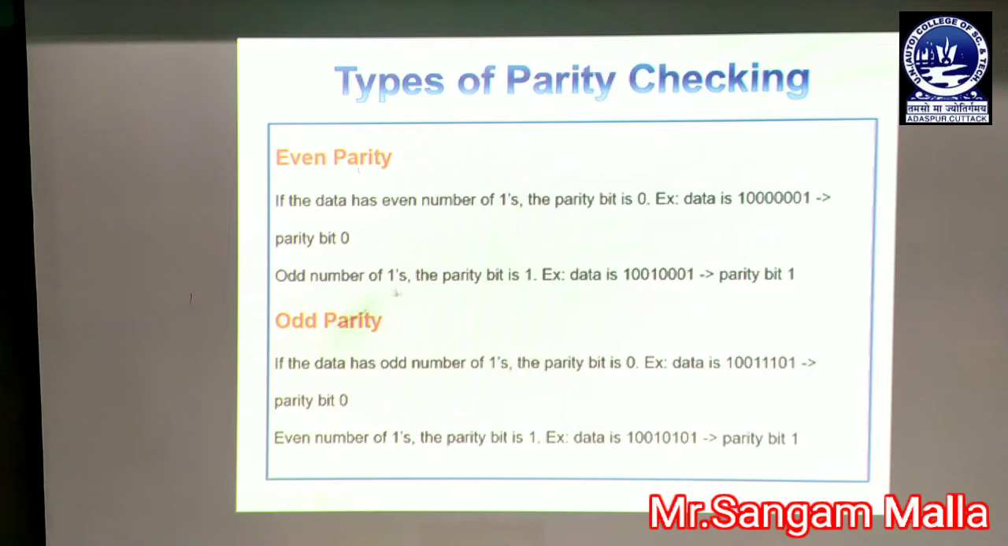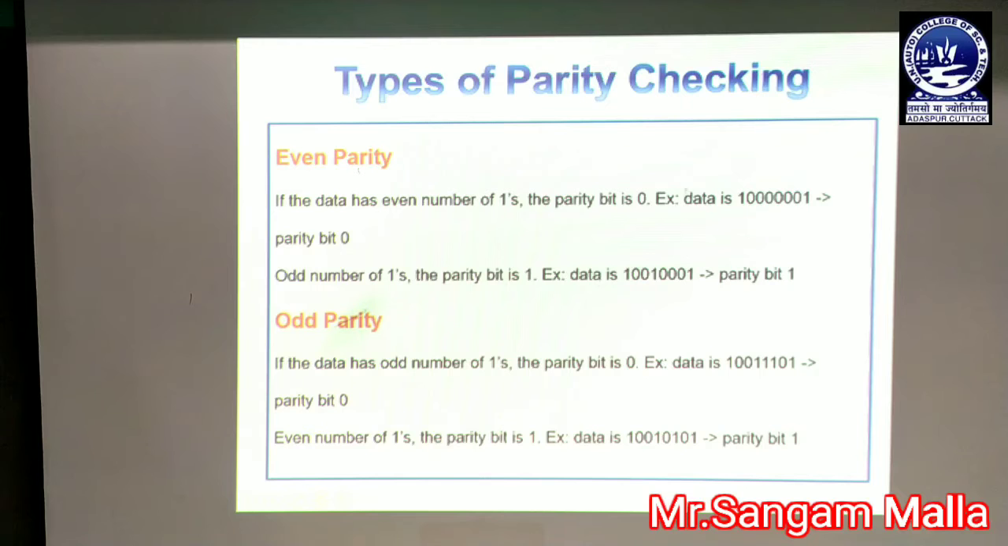Similarly, for an odd number of ones, the parity bit is 1. If the data contains an odd number of ones, in this case you can see that there are 3 bits of 1 present in the data. So when there is an odd number of 1 bits, the parity bit will become 1.